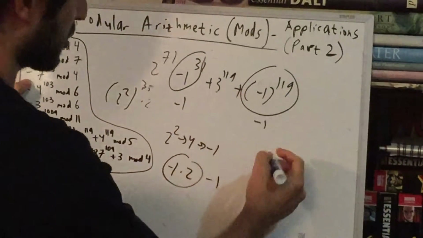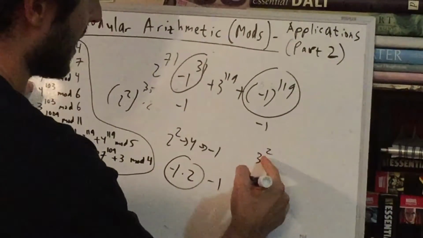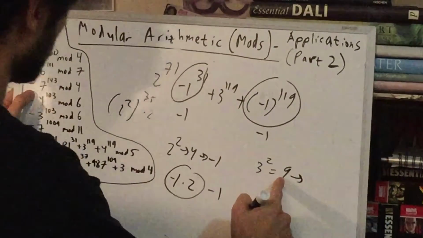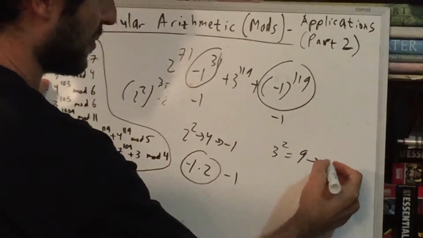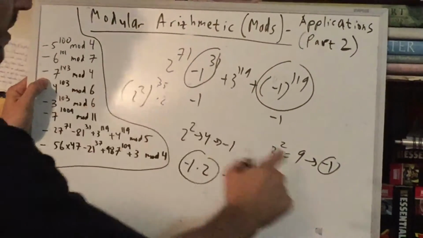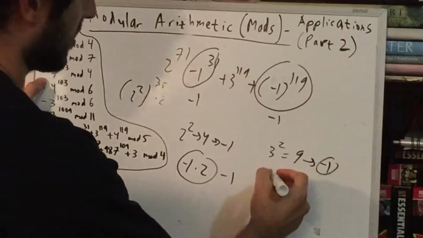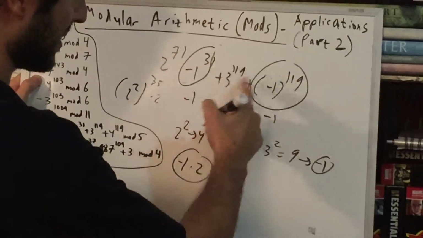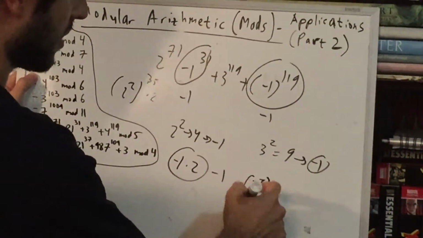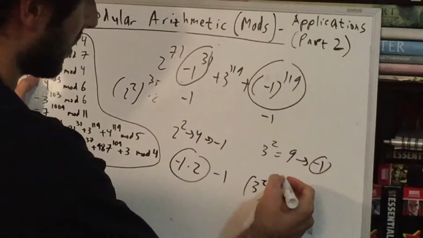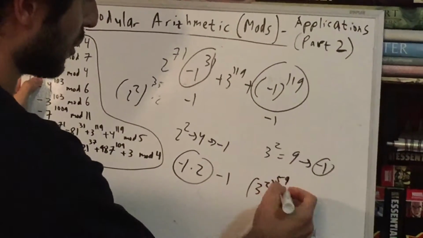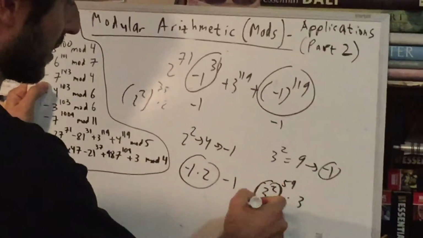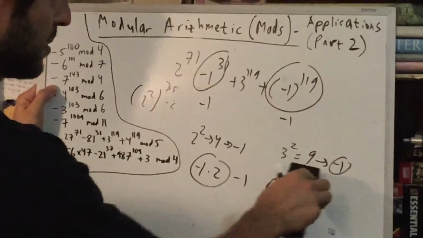Now the 3, again, we could square it. 3 squared is 9, which happens to be congruent to what mod 5? It's congruent to -1, which is, again, great for us. So -1, how many 3s do we use up? We used up 2 of them. So that means we can rewrite this entire term as 3 squared. So what's 119 divided by 2? That's going to be 59 with 1 left over. So we have this extra 3 over here. And this part is really just -1 to an odd power, which is still -1.